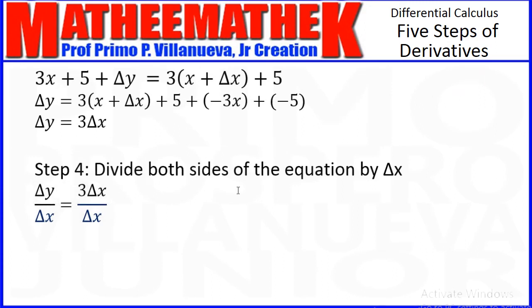Step 4, divide both sides of the equation by delta x. So we will have delta y over delta x, that is equal to 3 delta x over delta x. As we can see, in the right side of our equation, applying the inverse property of multiplication, we have delta x divided by delta x, that is equal to 1. So we can remove the delta x and the delta x. This will become 1. So we will have 3 divided by 1, that is equal to 3.